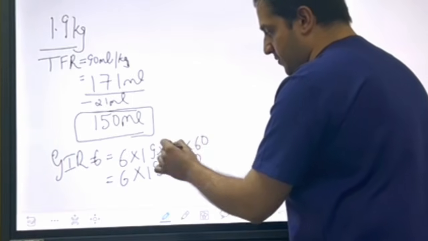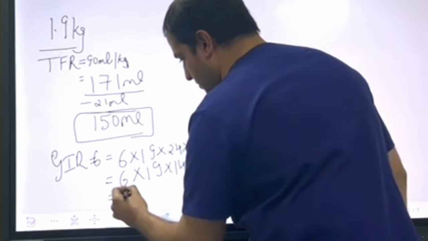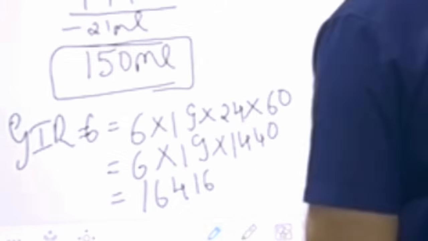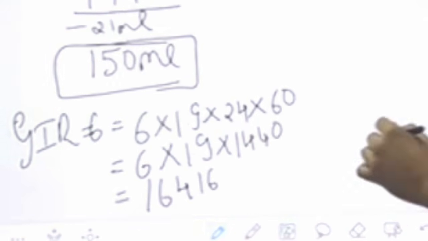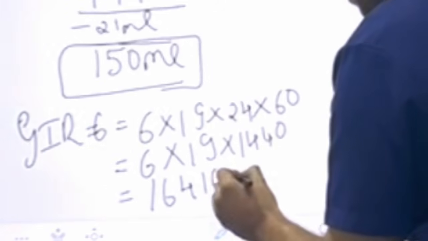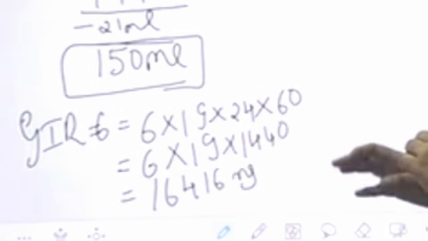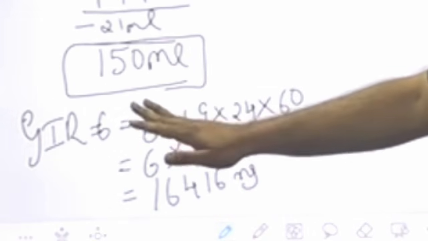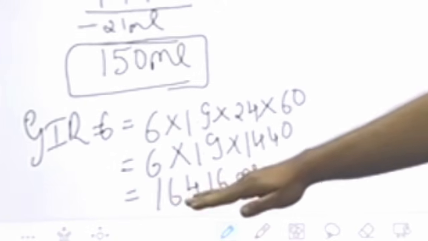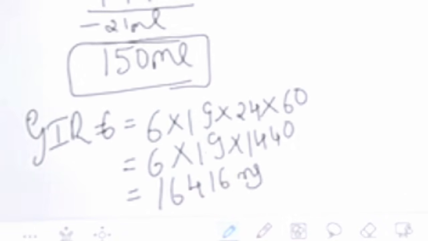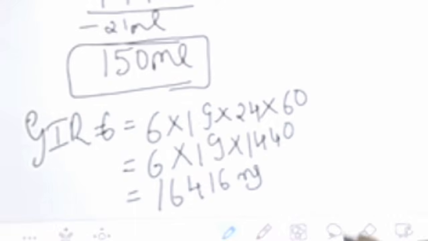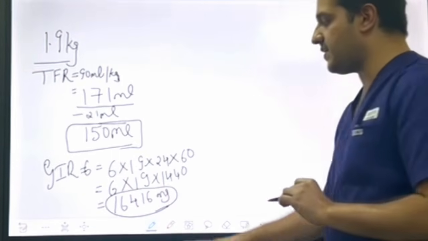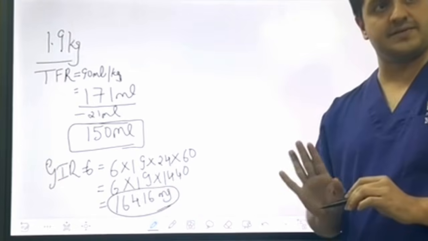mg, if you take your glucose in mg. So 16,416, let me add the rest. Okay, so this much is my milligram. I have to prepare a fluid. If I want to give a GIR of 6, I have to prepare a fluid such that I give him in one day this much mg glucose. Dextrose requirement in one full day, that is in 24 hours, is 16,416 milligrams of glucose.